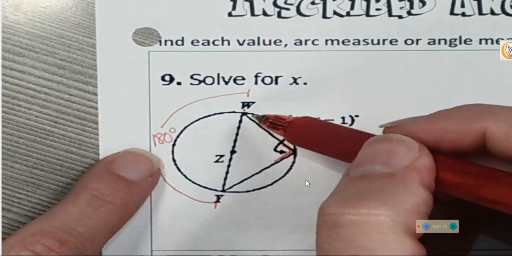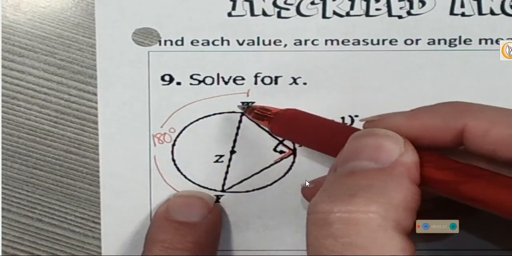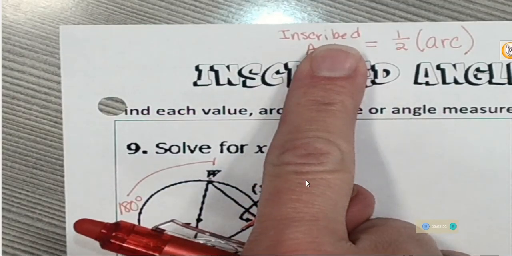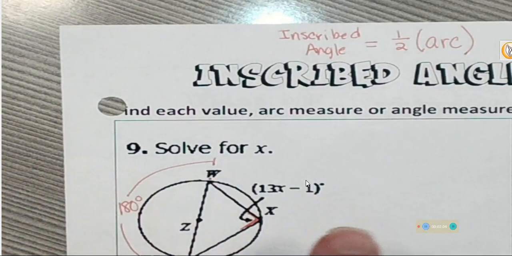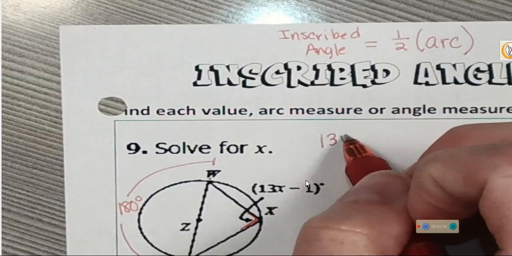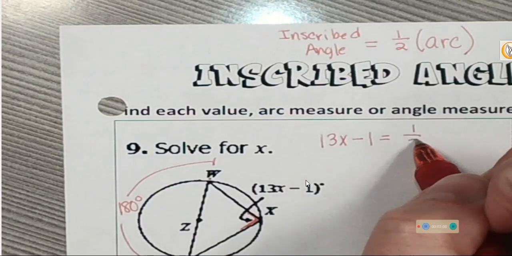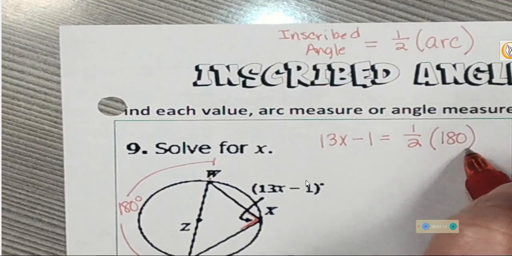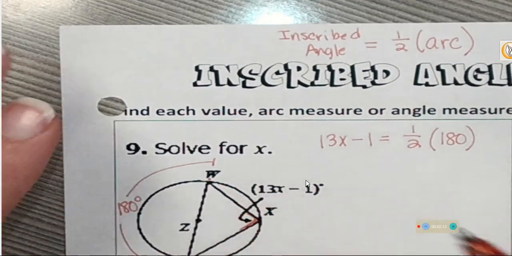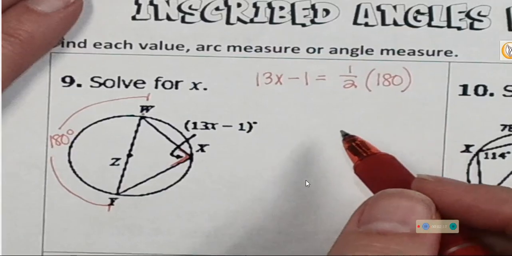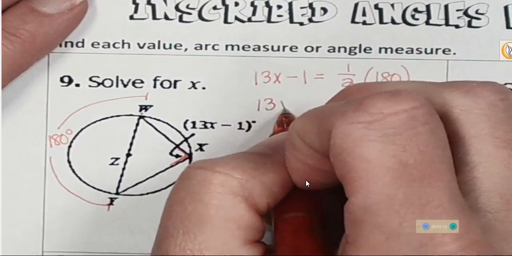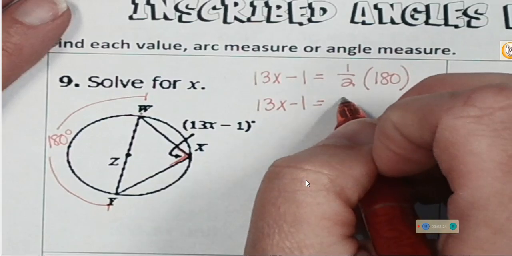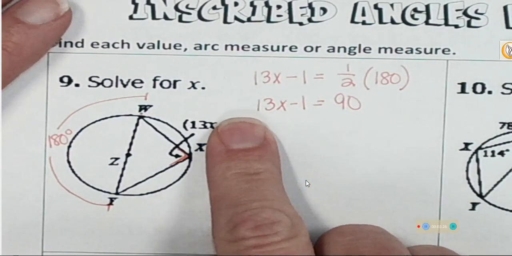Alright, so since it is 180 degrees, what is the relationship between my inscribed angle and the arc? The inscribed angle, which is 13x minus 1, is 1/2 of its arc. And what was its arc? 180. So it opened up to 180. So now you're going to solve for x. So you got 13x minus 1 equals, what is half of 180? 90.